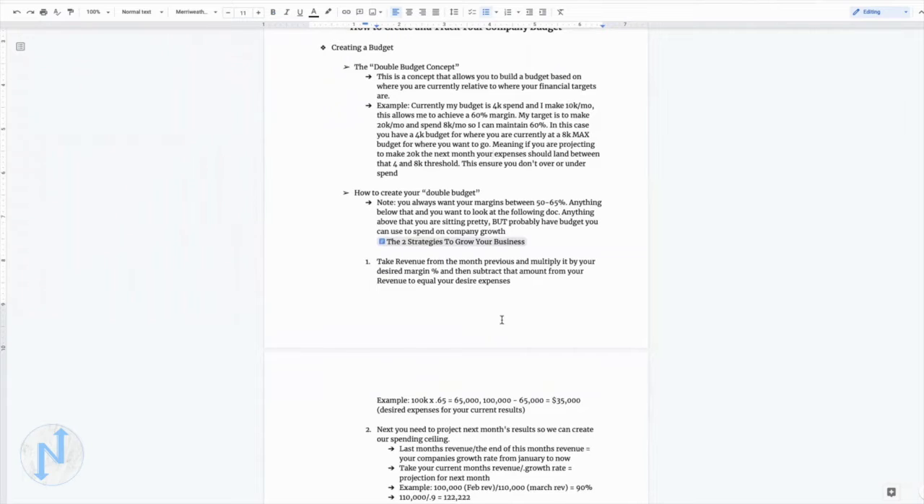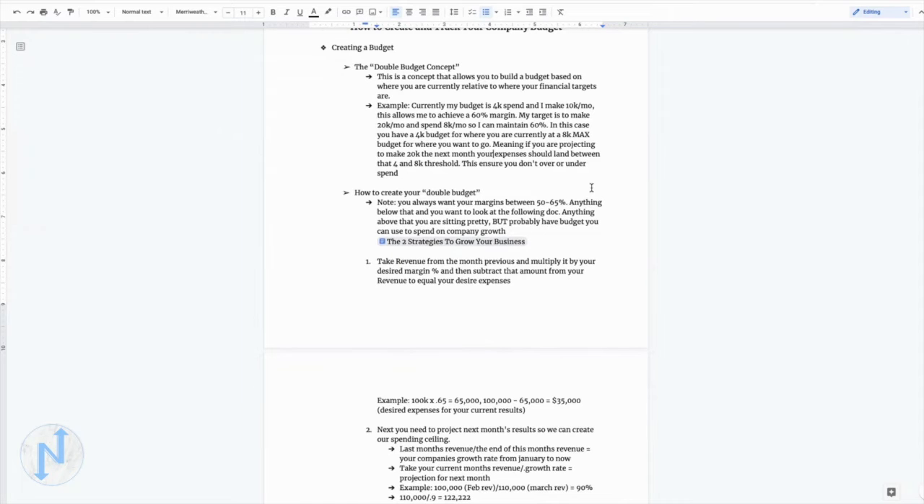Little note here, you always want your margins between 50 to 65%. Anything below that, and you want to look at the following doc, which is right here, on how you can improve that. And then anything above that, you're sitting pretty, you're looking good, but you probably have budget that you could spend to grow the company, right? Especially if you're at this level, the mastery level.